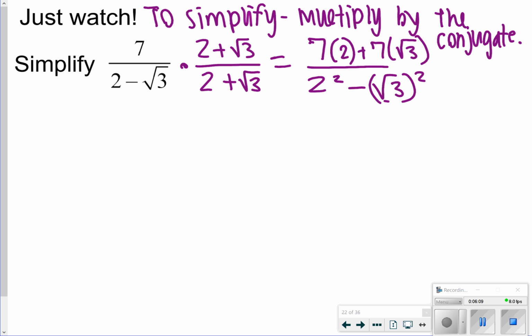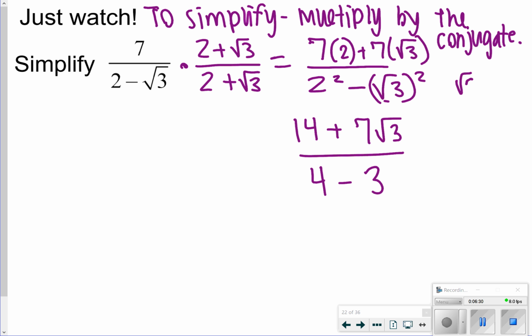Now we're just going to simplify that. 7 times 2 is 14. 7 times the square root of 3 is just 7 times the square root of 3. And then on the bottom, I'm going to get 4 minus 3, because the square root of 3 squared, that's going to give you 9. Square root of 9, square root of 9 is 3. Here's my work to show that. Okay, and then I'll just keep simplifying until I can't anymore.